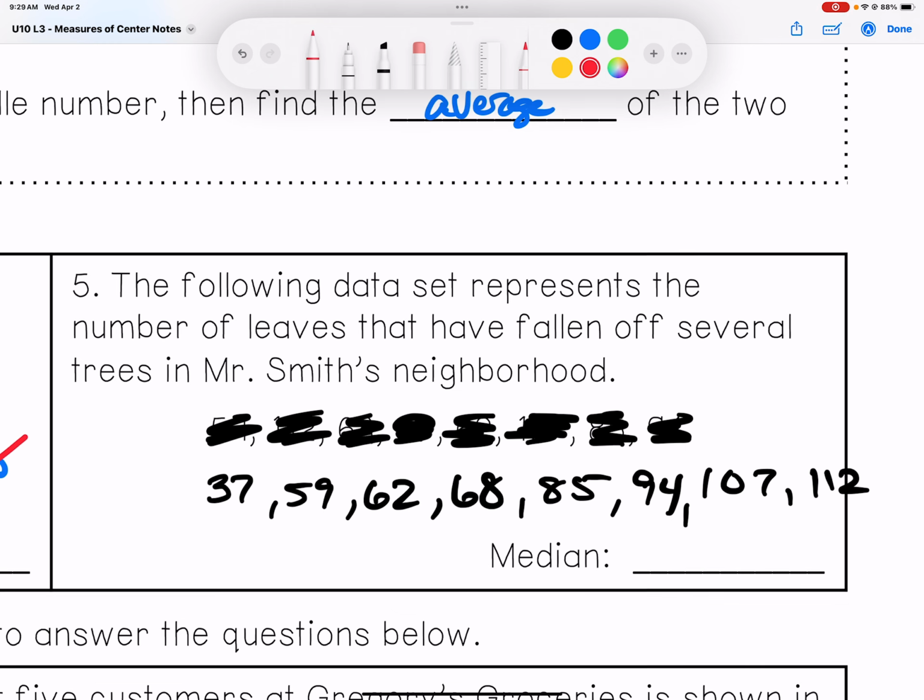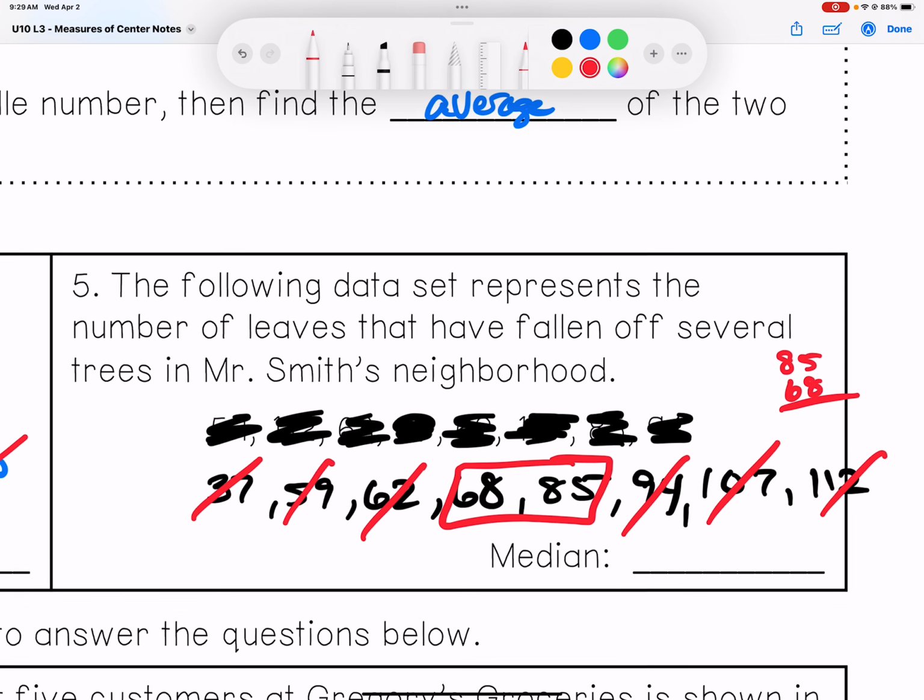Now, again, just start at the end and start marking off 1, 1, 1, 1, 1, 1. Now, there are two middle numbers here. Well, what is the median then? We take the average of those two numbers. How do we do that? We add up 85 plus 68, which is whatever number it is, and then divide it by 2. And when you do that, you're going to get 76.5.